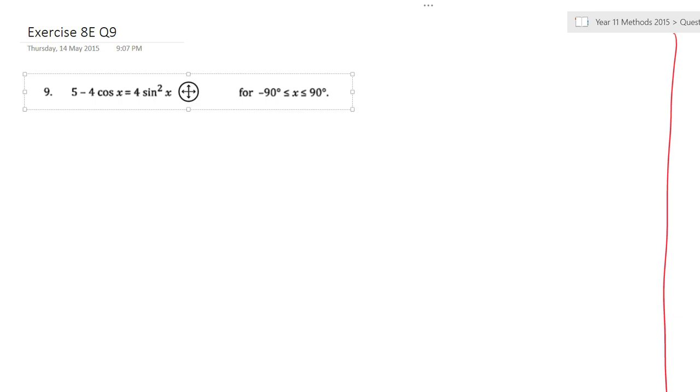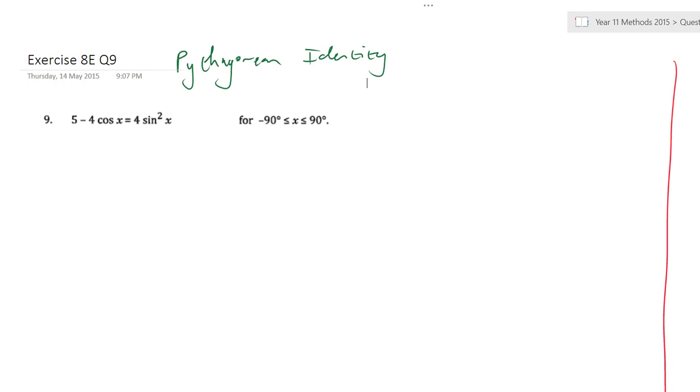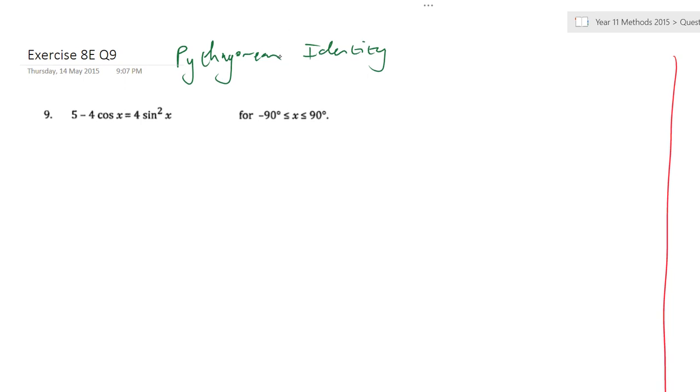Now 8e talks about a thing called the Pythagorean identity. Excuse my writing there, it looks like a spider's gone crazy. And this identity is this: sine squared theta plus cos squared theta equals 1. And this is something that's always true, no matter what angle we have for theta. This question is really good because it uses a lot of different skills.